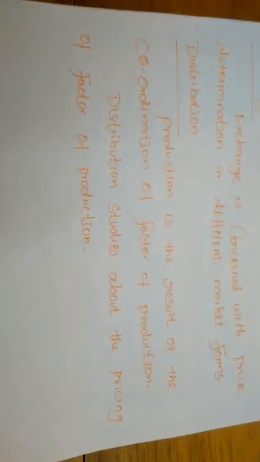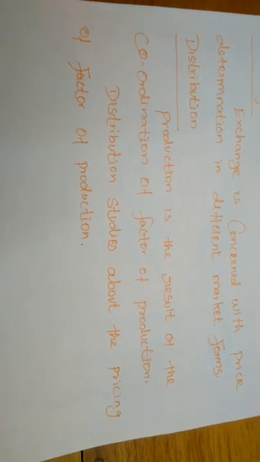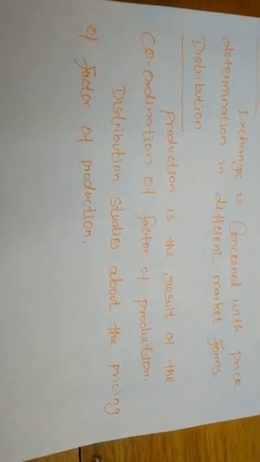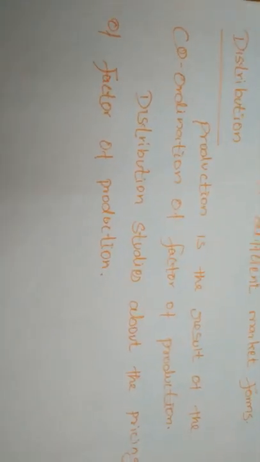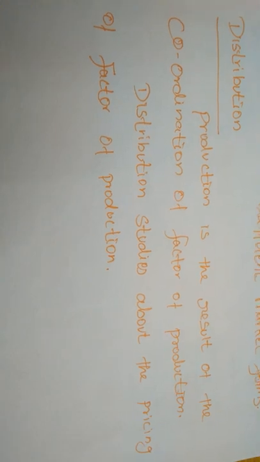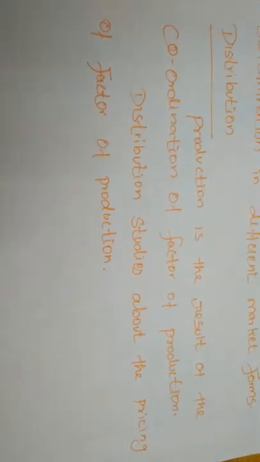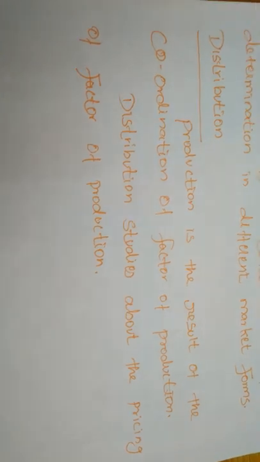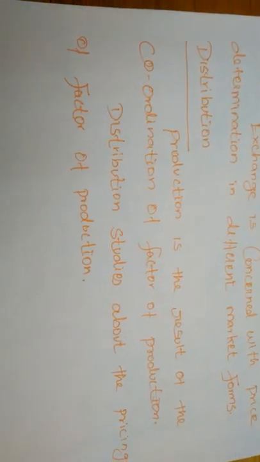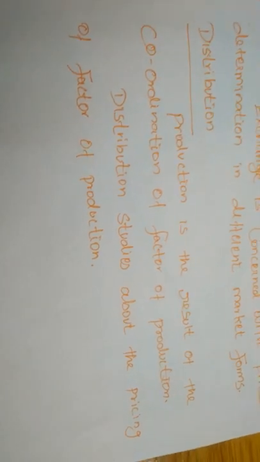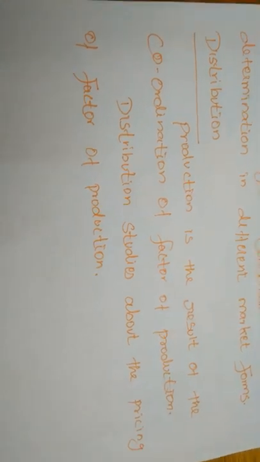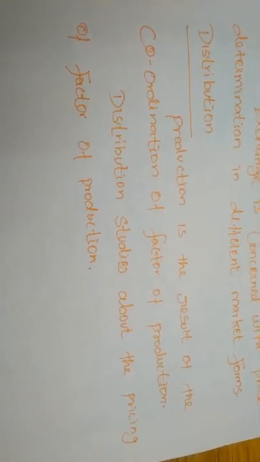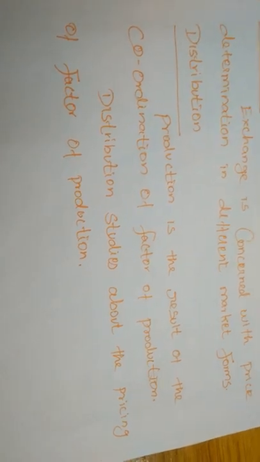Next one is distribution. Production is the result of the coordination of factors of production. For the purpose of producing any commodity, the producer must assign and coordinate the factors of production. The factors of production are land, labor, capital, and organization. When we coordinate these factors in a proper and equal way, we can produce any commodity in an efficient way.